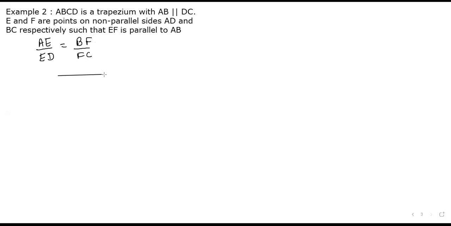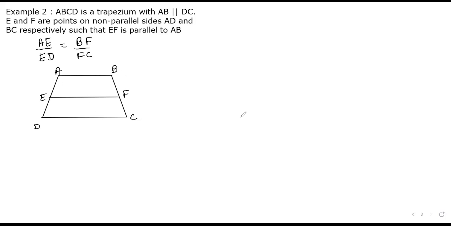Draw the figure they have given to us. This is the smaller side AB, this is the longer side CD. So ABCD, in which AB and CD are parallel. E is on AD, the non-parallel side. F is on the non-parallel side BC. EF is parallel to AB. If EF is parallel to AB, that means EF is also parallel to DC, because lines parallel to the same line are parallel. Yes or no?